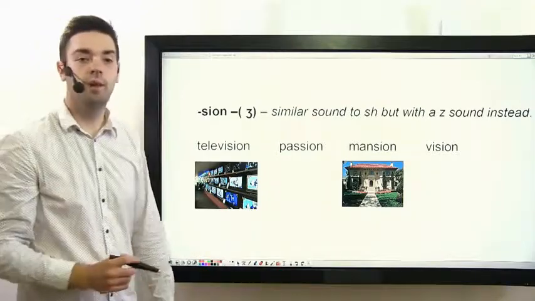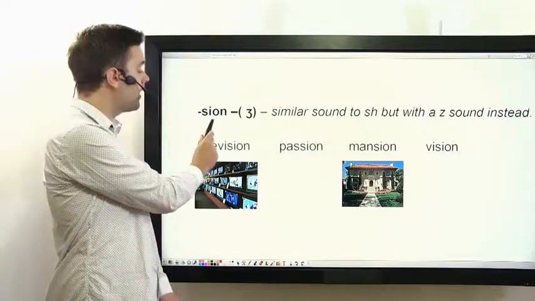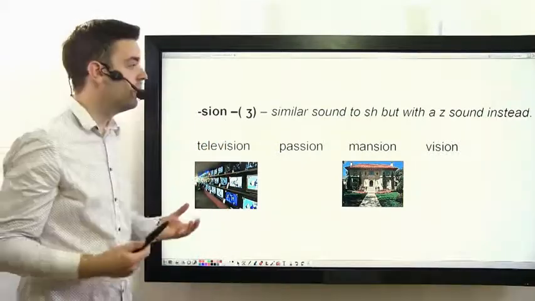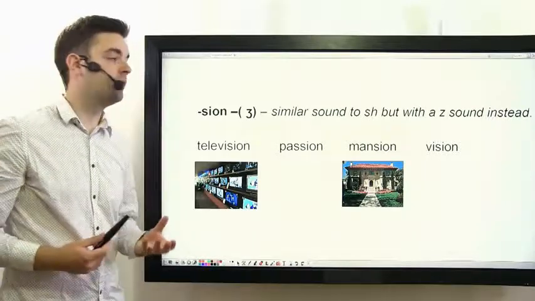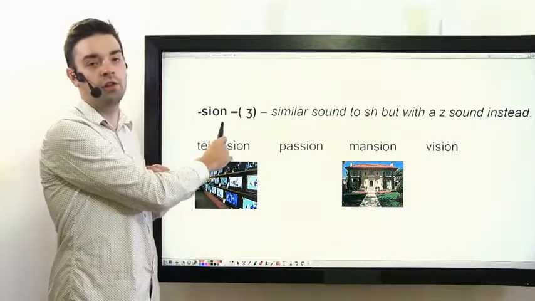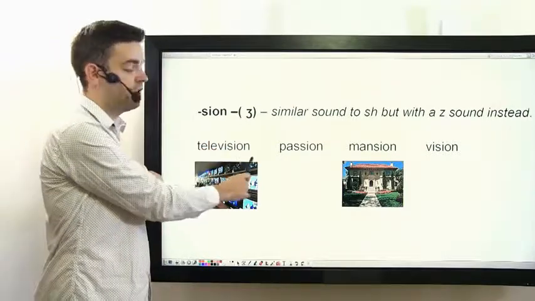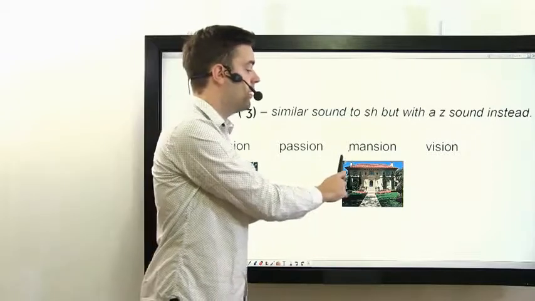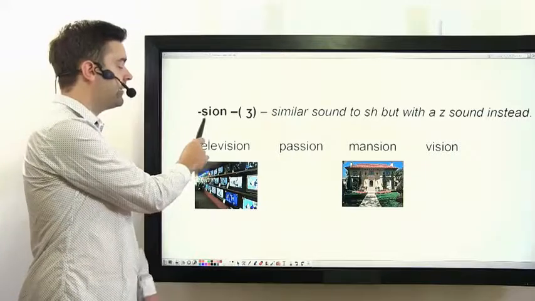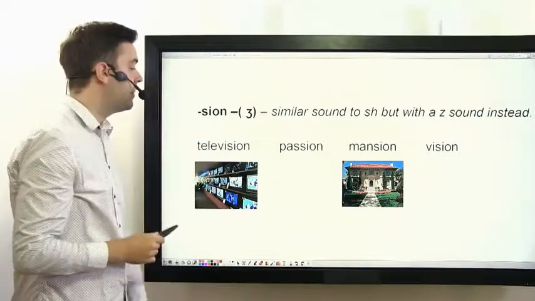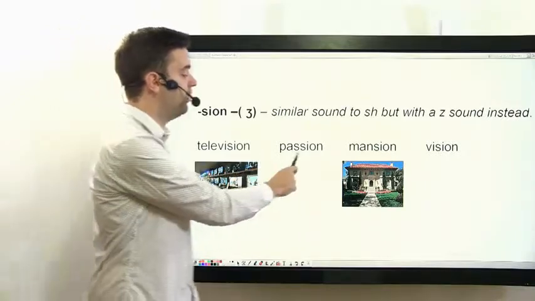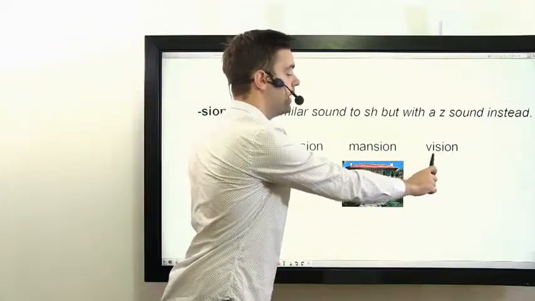Okay, so when you join S, I, O, N, you get a similar noise to sh, but it's more of a Z noise. So it sounds like zhen. Television, passion, mansion, vision. So S-I-O-N makes a zhen noise.